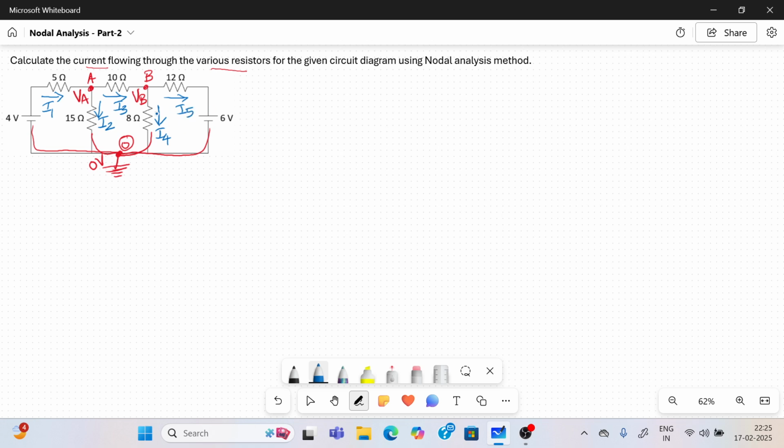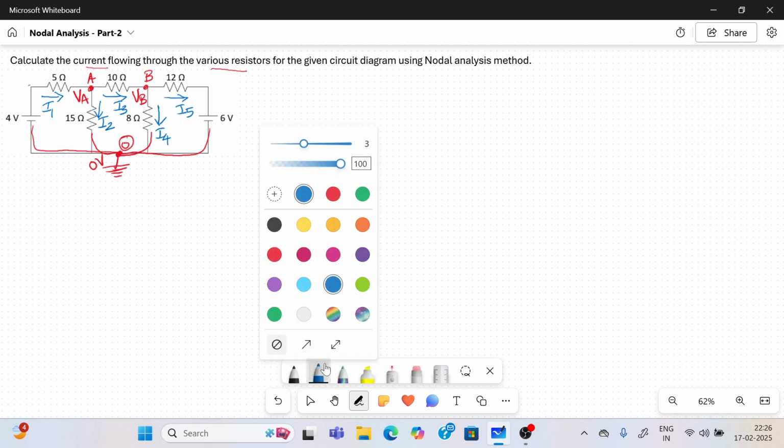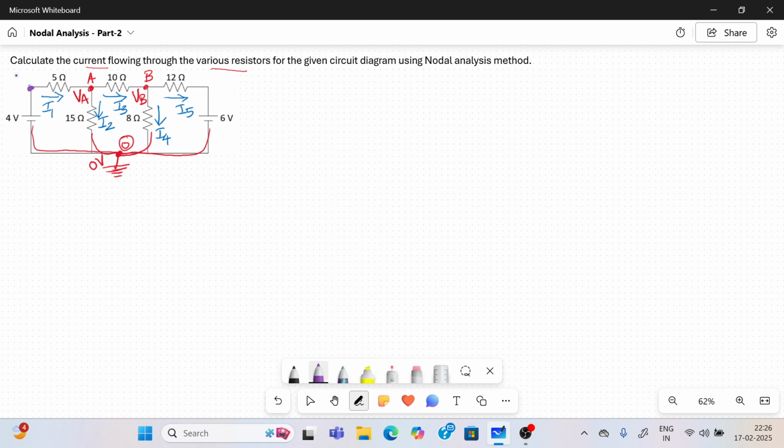Then the voltage sources are given. The 4 volt source is connected between the ground and this point, so the voltage at this point is 4 volt. Similarly, the 6 volt source is connected between the ground and this point, so the voltage here is 6 volt.